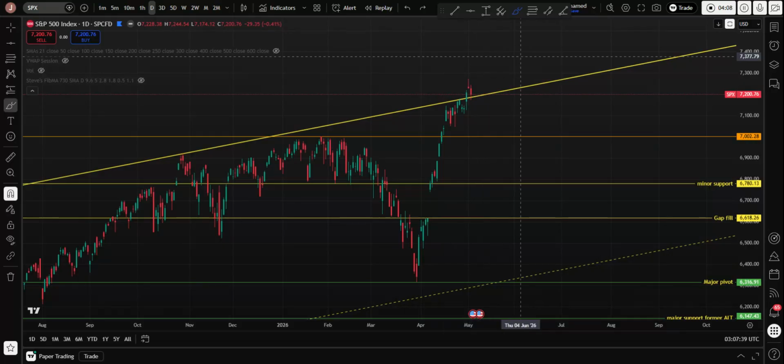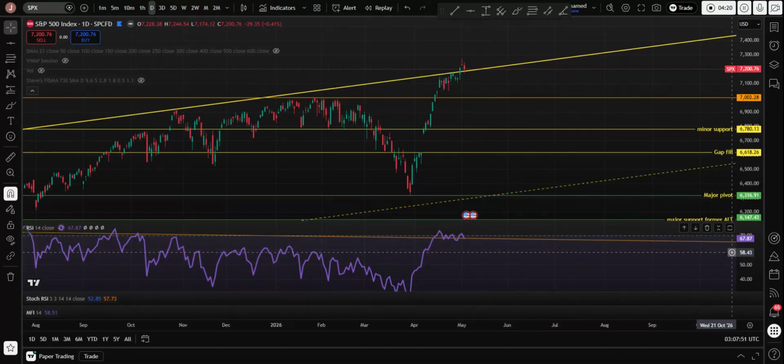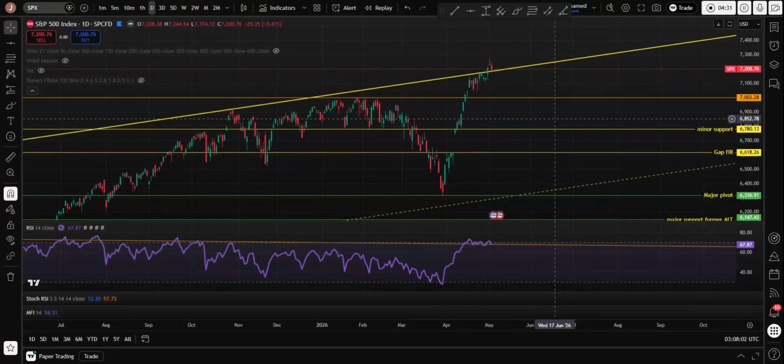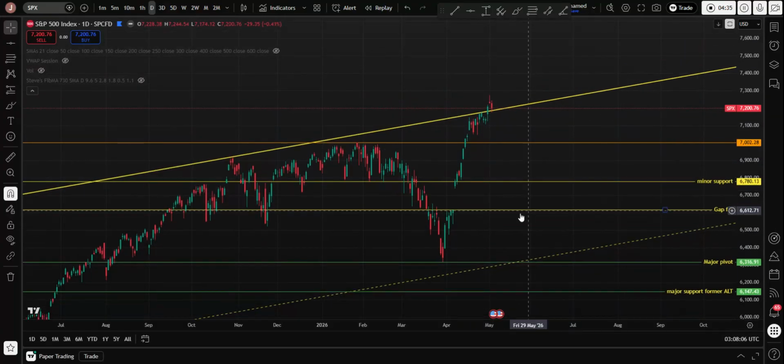because look at this move that we've had. Imagine a rubber band. This move is so stretched, so bloated. If we look at the daily RSI, let me pull it up right here, our daily RSI is at 67.87 right now, but it was at one point above 70, at 73.18. So right now it's overbought. The market is completely overbought.